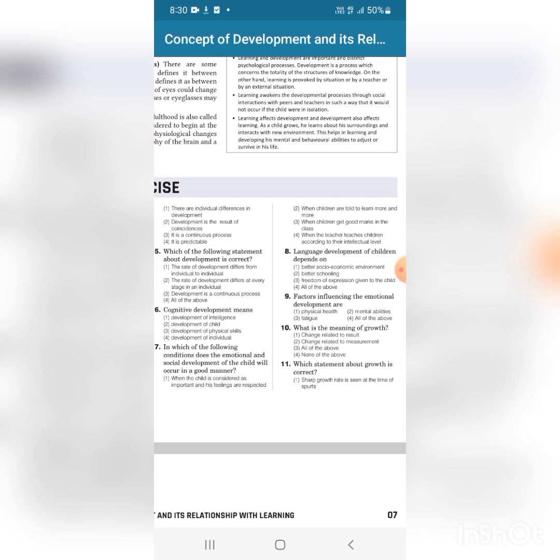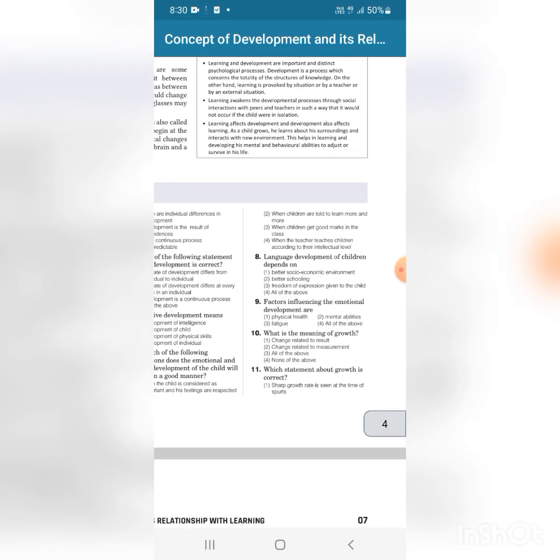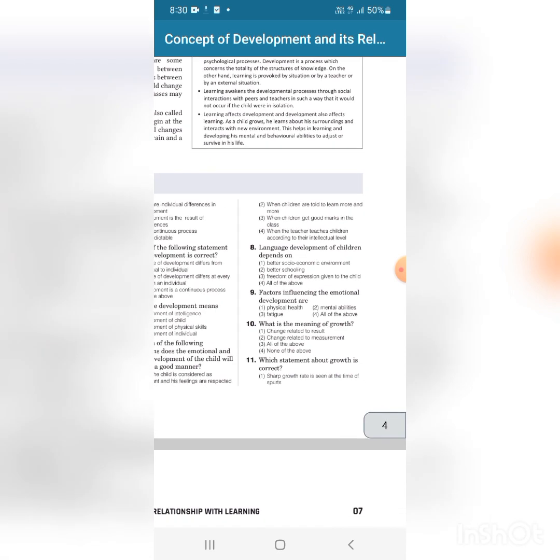And language development of children depends on all of them: better socio-economic environment, better schooling, freedom of expression given to the child. Factors influencing the emotional development are all of the above: physical health, mental abilities, and fatigue.